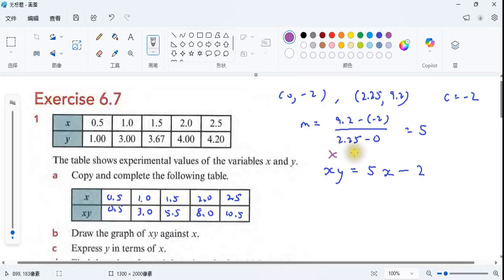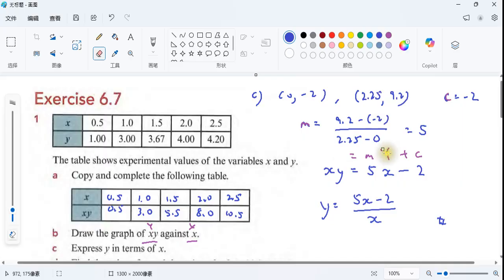Okay, capital Y equal to M capital X plus C. So this is C, this is M. So this is the capital Y, this is the capital X. Okay, so I make a mistake here. So this is capital Y equal to M capital X plus C. So this is y equal to mx plus c.